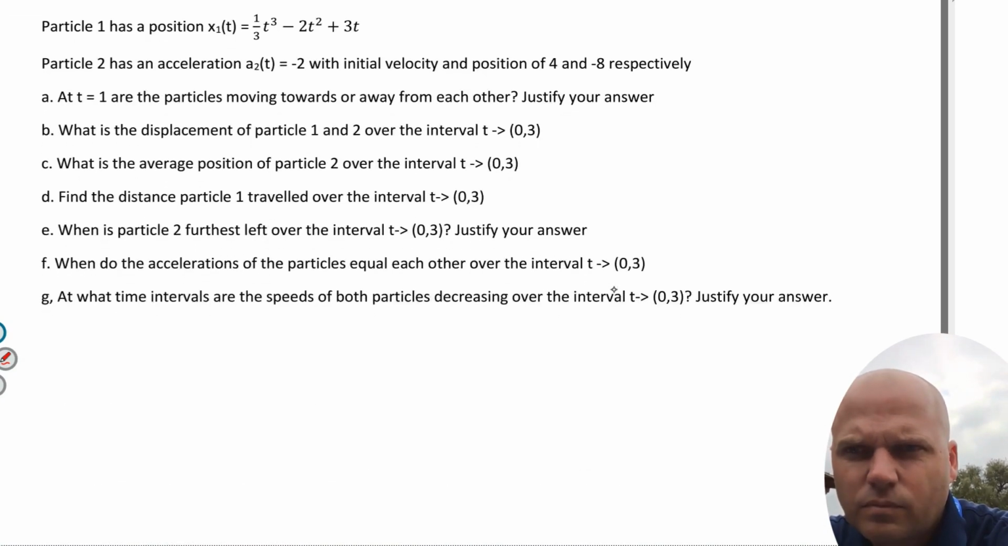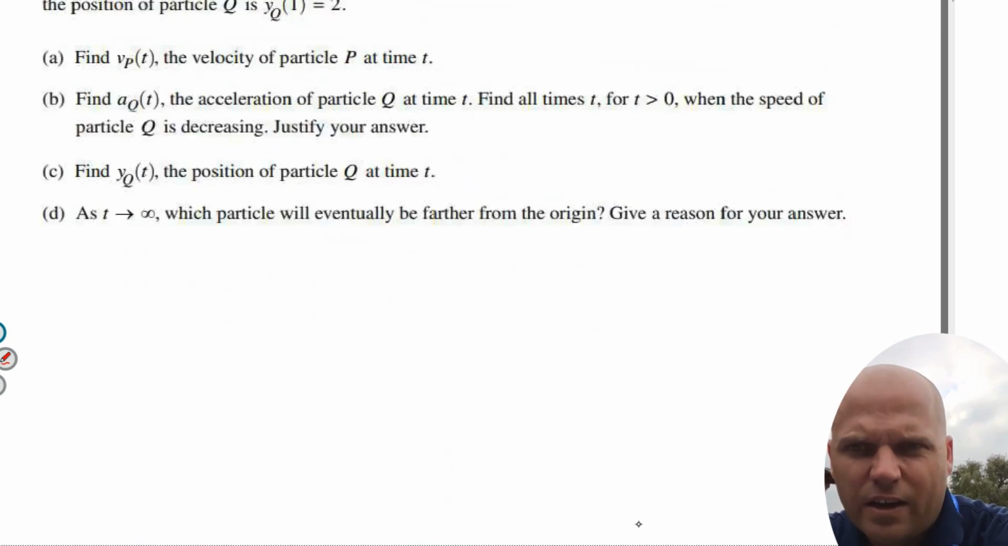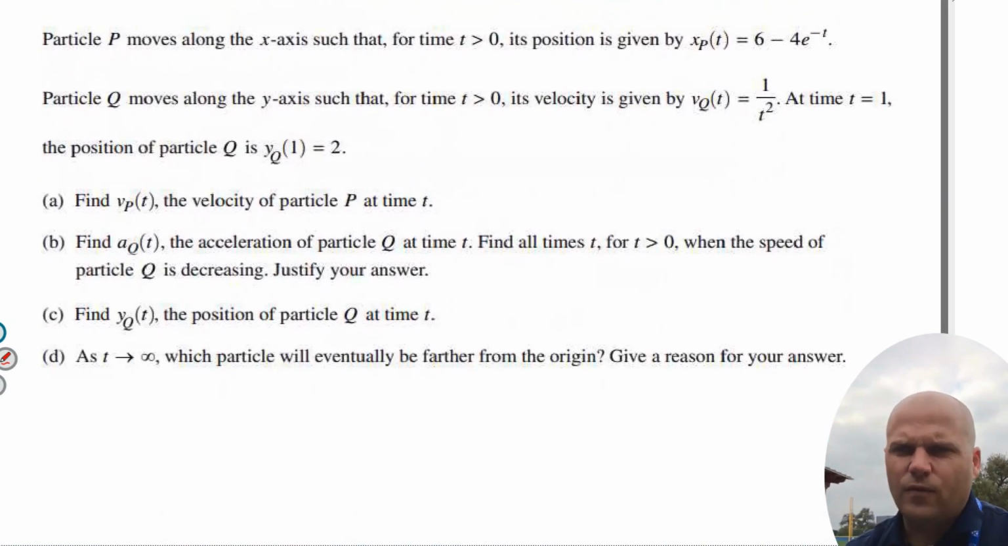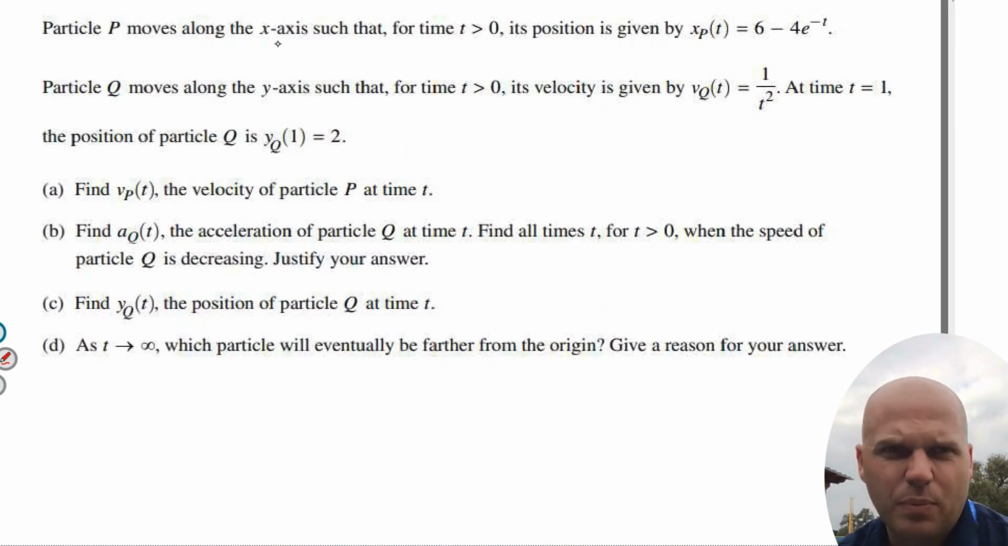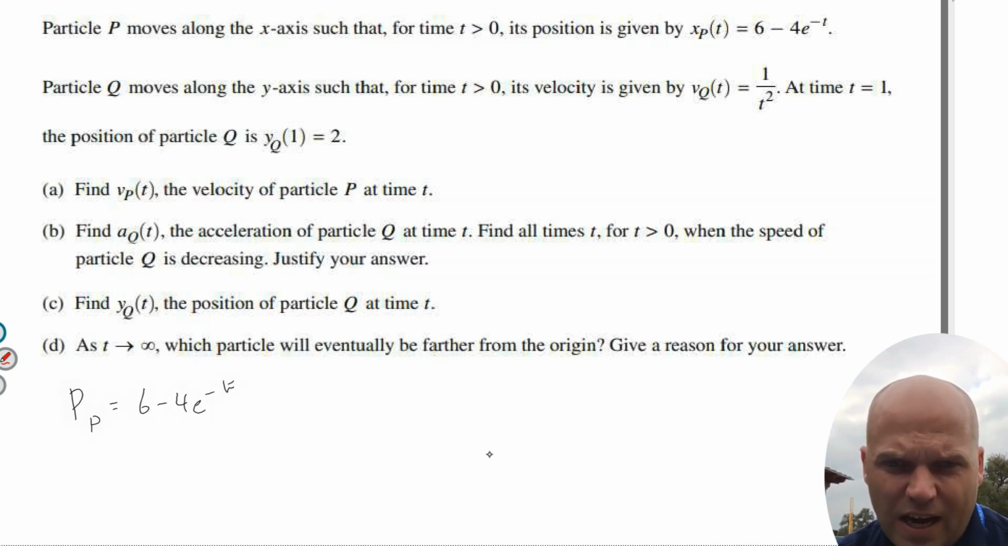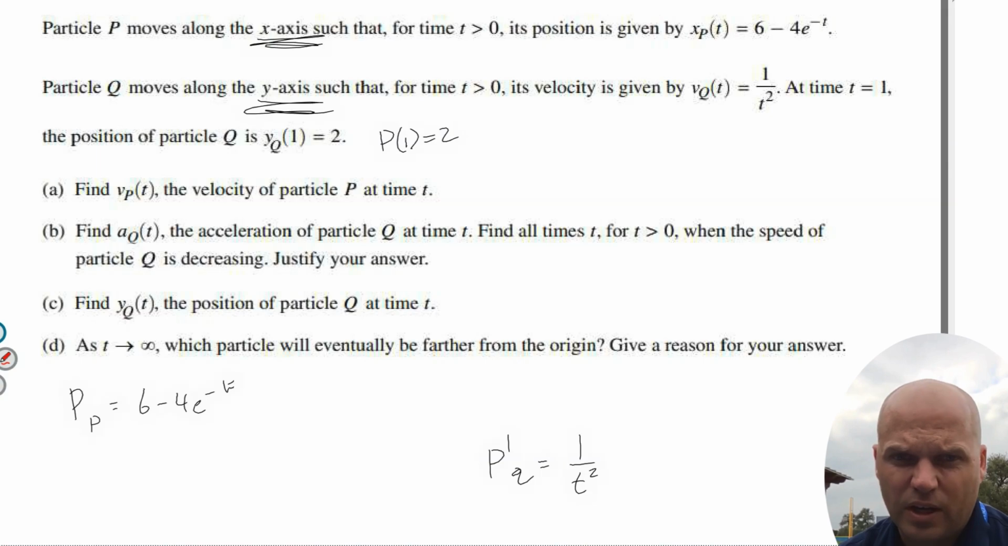We did this one. We did this one. Last one, no calculator. Hooray. Oh, fun, this is from 2022. We've got particle P and particle Q. The position of particle P is 6 minus 4 e to the -t. The velocity of particle Q is 1 over t squared. It's moving on the y-axis. Okay, cool, this is moving on the x-axis. P of 1 equals 2.